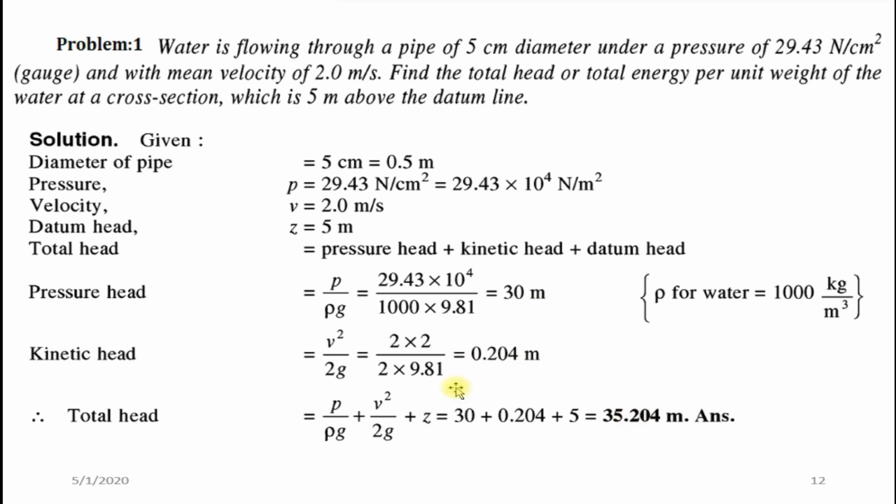Total head is equal to, add these two. If there is no information about potential head, no need to consider. Okay, only two heads are given in this problem. That means you have to consider only pressure head and kinetic head for finding total head, that is 35.204 meter.